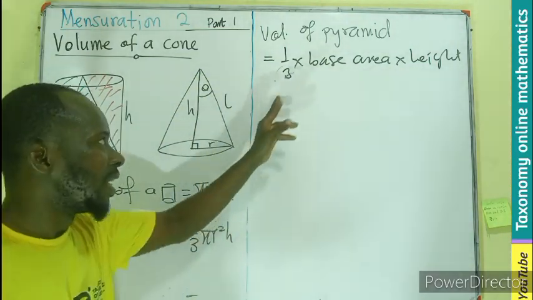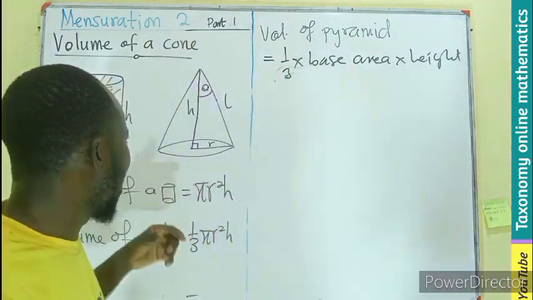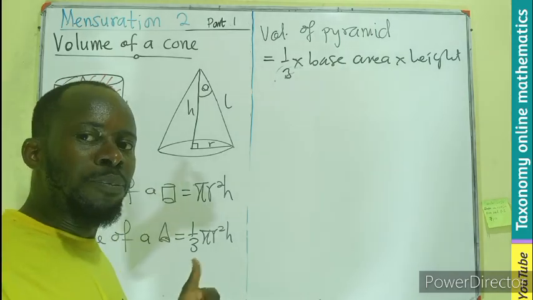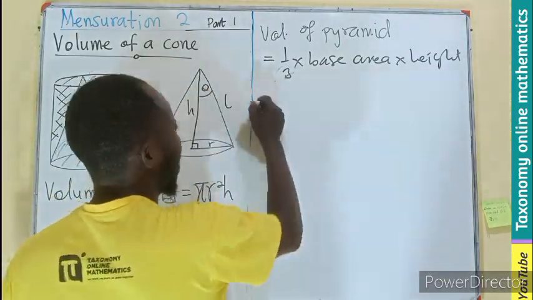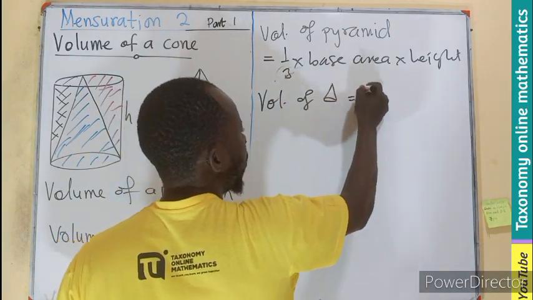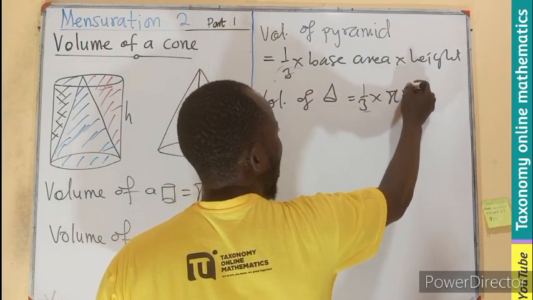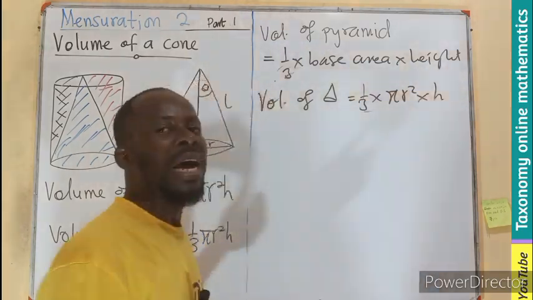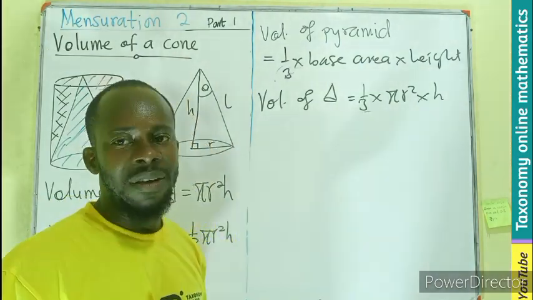So 1/3 the base area times the height will give us the same formula if we don't want to base it on the cylinder. So we can also say that the volume of a cone will be equal to 1/3 times the base area, which is pi r squared, times the height. So basically, the volume of a cone is derived by this.